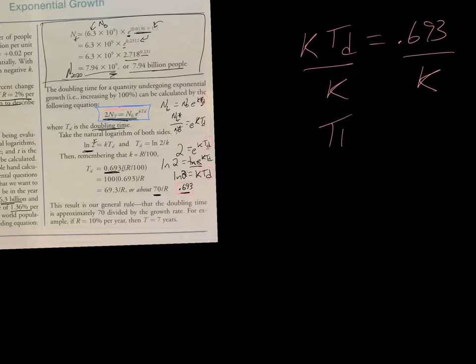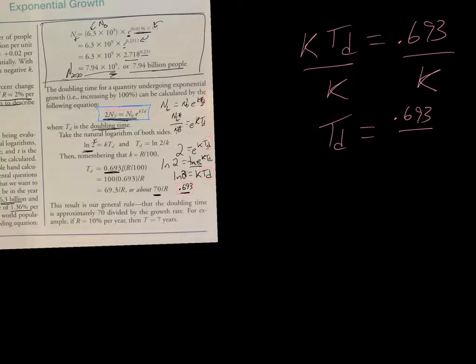Let me go ahead and do the math over here so that this resolves itself a little clearer. On one side of the equation, we have K times T_D, and on the other side, we have 0.693. If I divide both sides by K, then I get T_D by itself, the time it's going to take me to double. It's 0.693 divided by K.